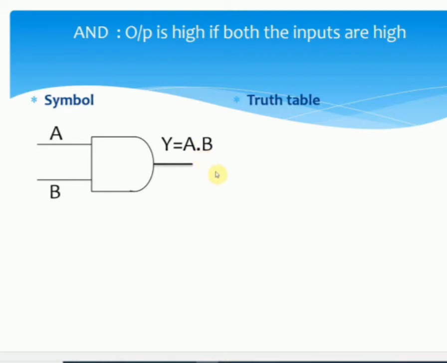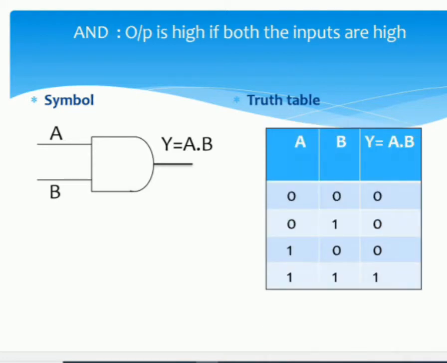Now let us see the truth table for the AND gate for the various possibilities of inputs. Now let us consider the first case where A is 0 and B is 0. So when A is 0 and B is 0, 0 ANDed with 0 will give you output equal to 0. When A is 0 and B is 1, 0 ANDed with 1 will give you output 0. Third case is when A is 1 and B is 0. So when A is 1 and B is 0, 1 ANDed with 0 will again result in 0.